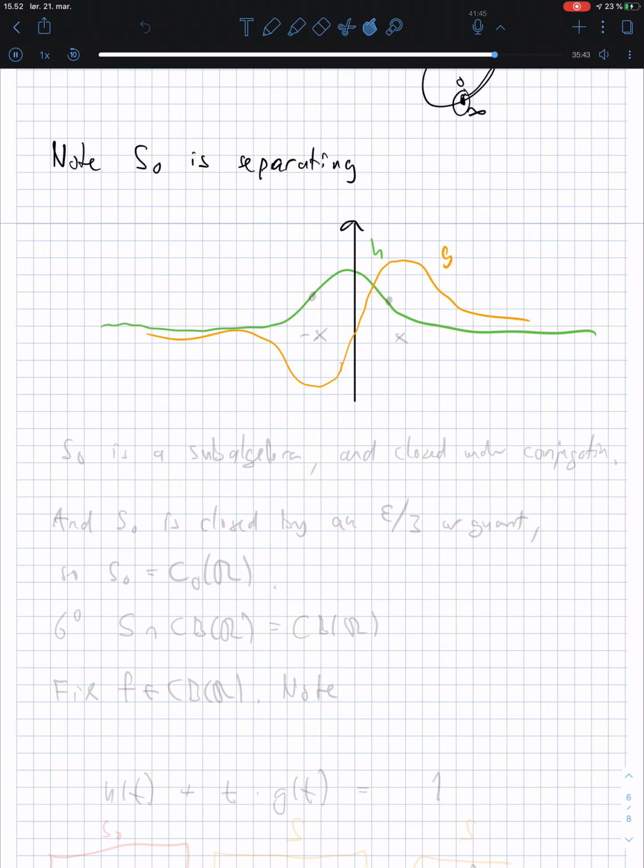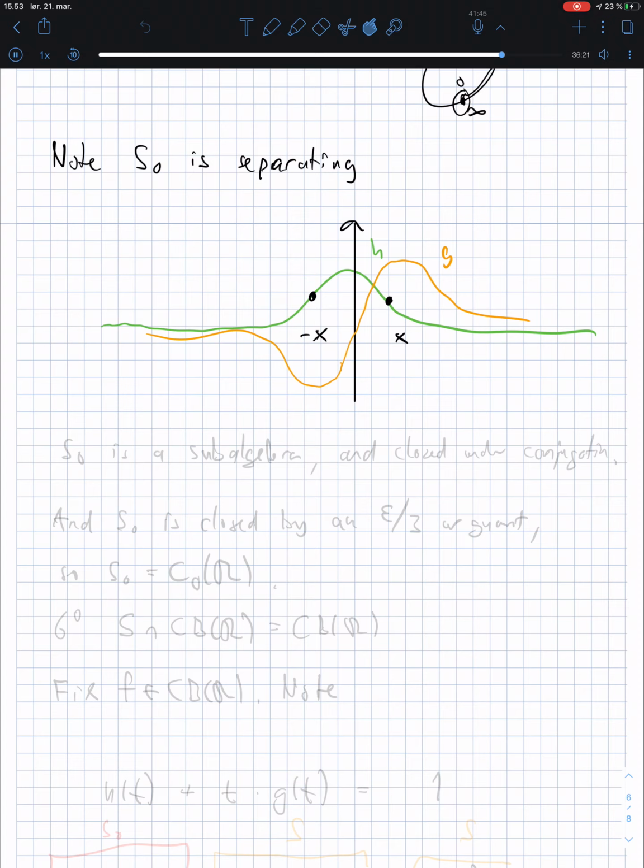Right, and we can see that we can use H to separate all points from 0, because H is a function which is never 0, even though it vanishes at infinity. And we can also use it to separate all points from each other, except if we have x and minus x. They, of course, go to the same thing under H, because H is an even function. But then we can just use G to separate those 2 points, because G is an odd function. So that's how we can see that S0 is separating.